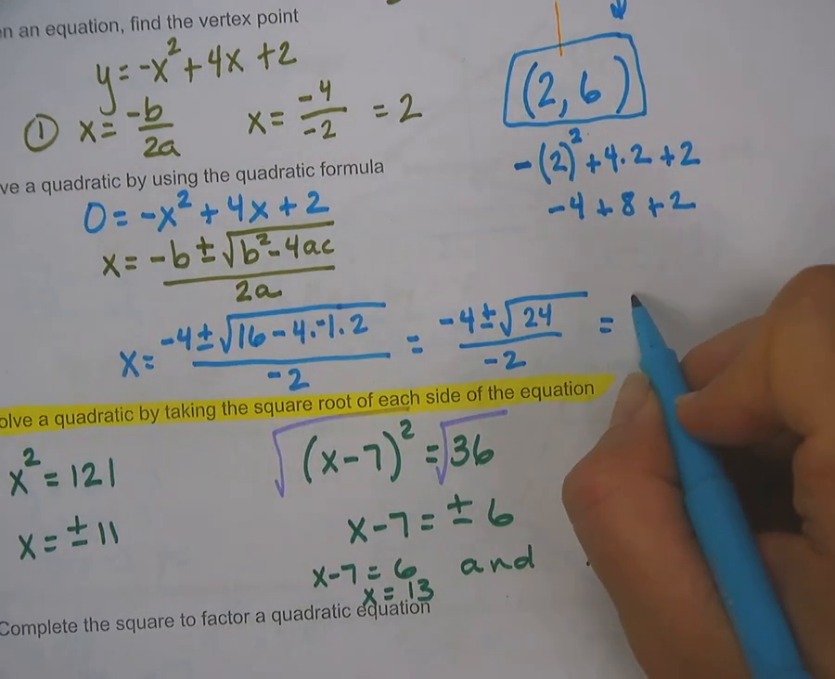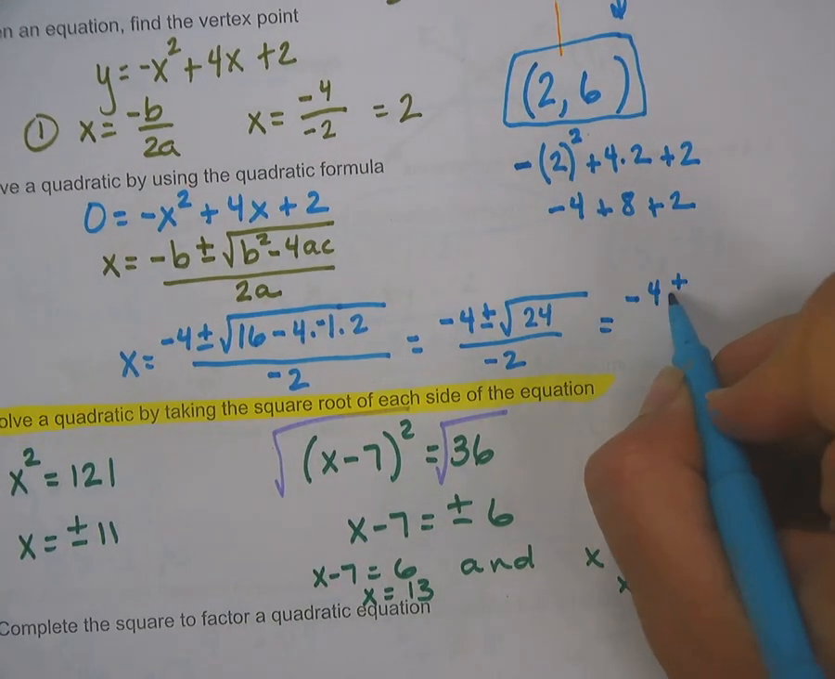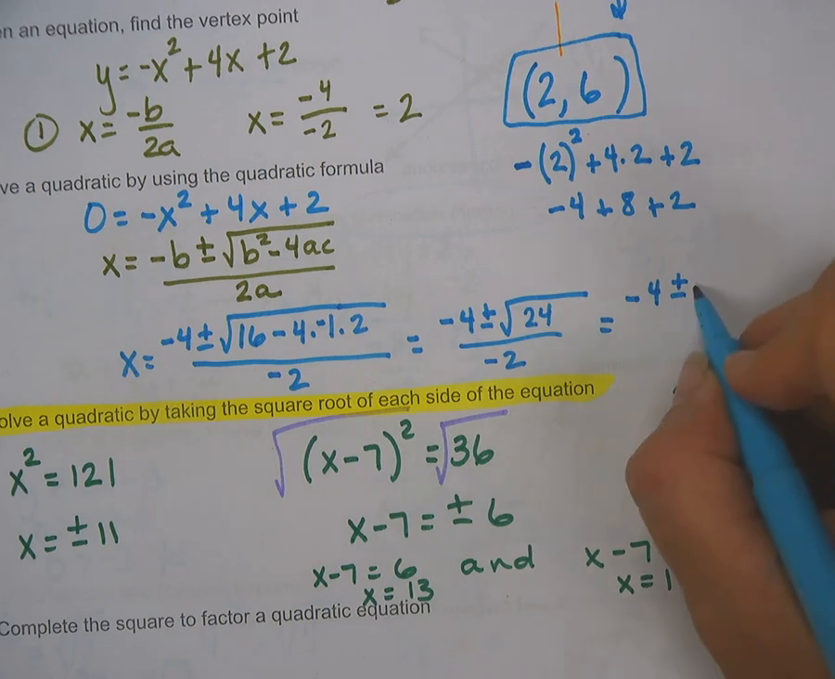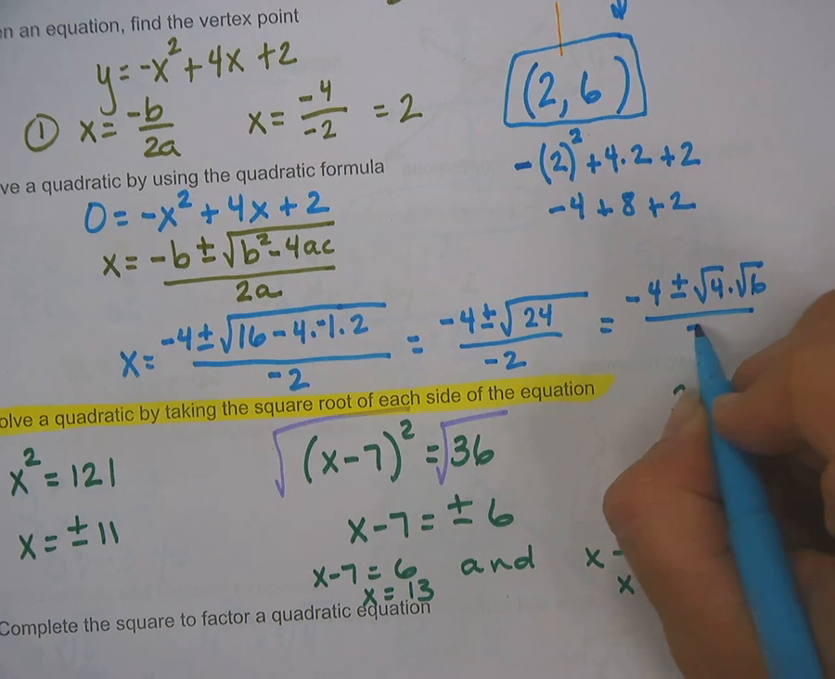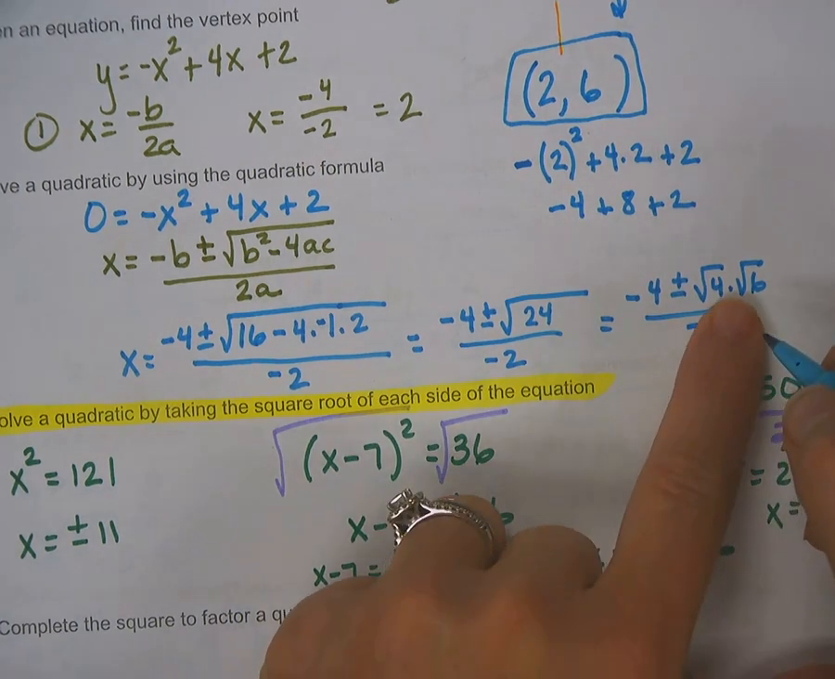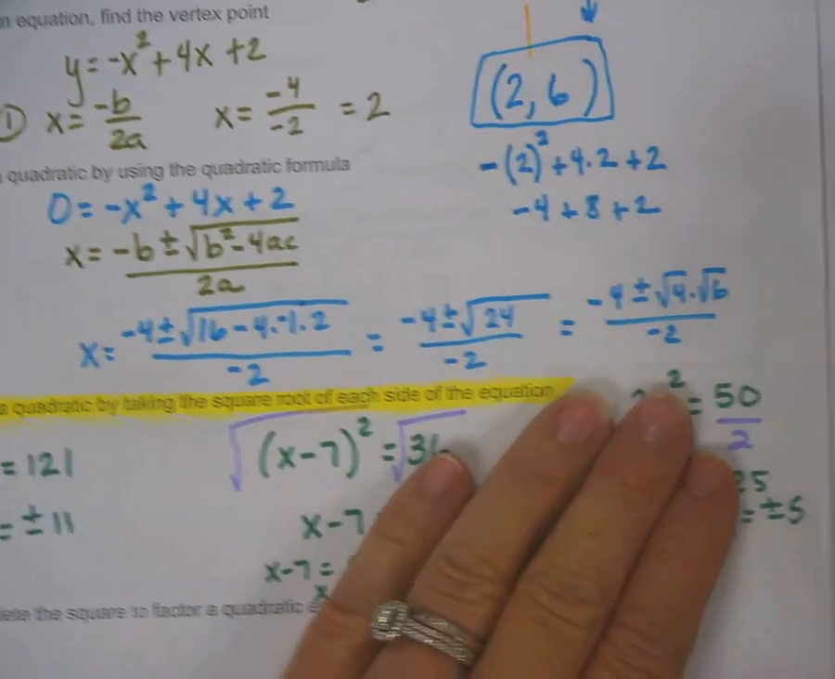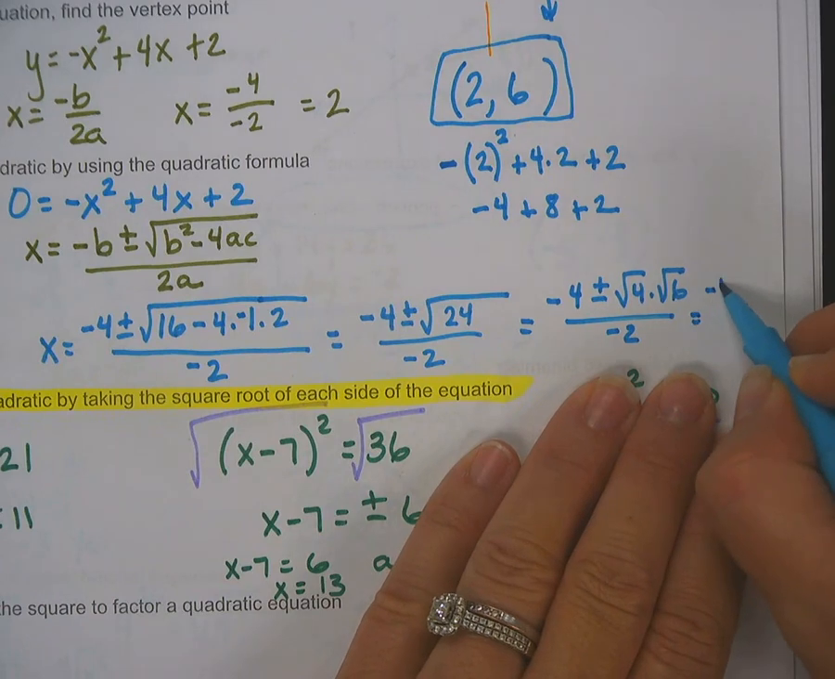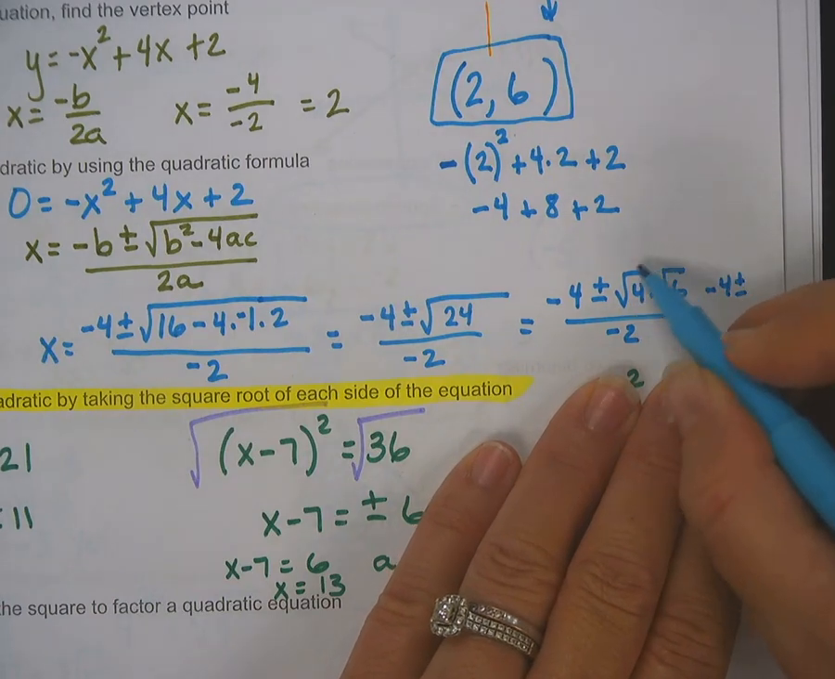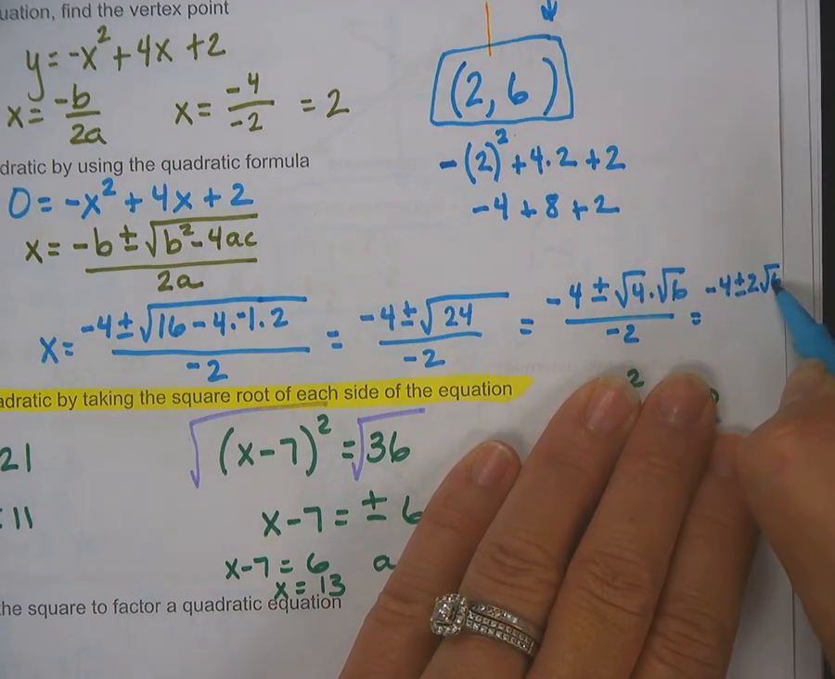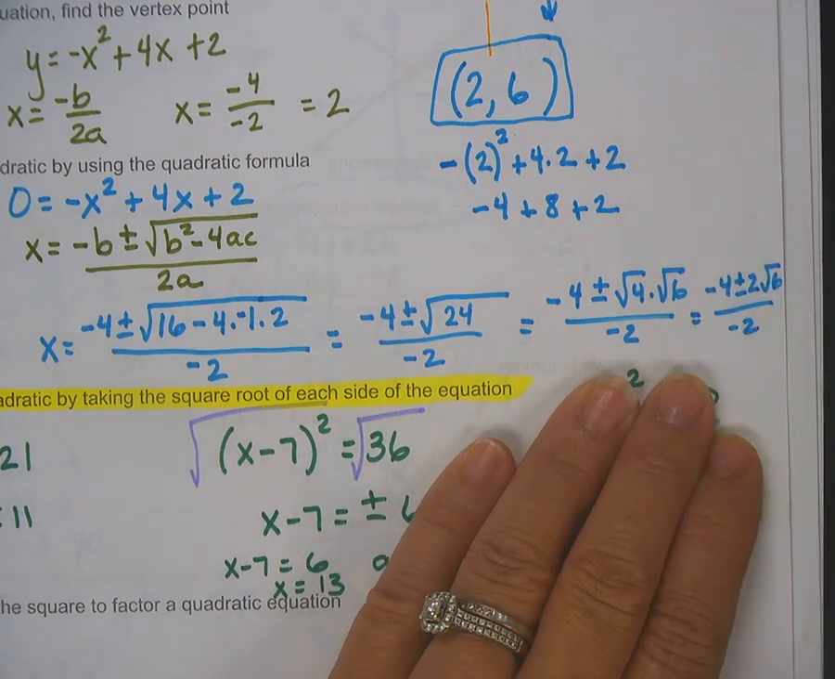Okay, next step. We are going to break down square root of 24 into 4 times 6. Square root of 4 times square root of 6 is square root of 24. The square root of 4 is 2, so we get 2 square root of 6 divided by negative 2.